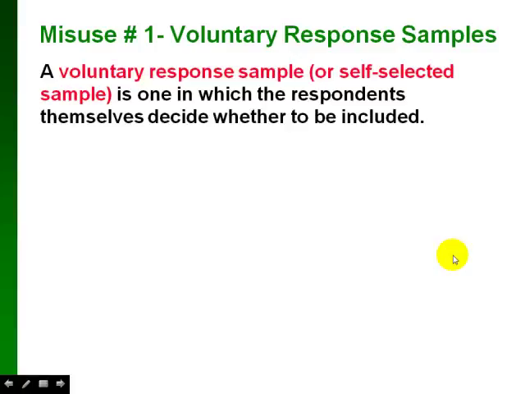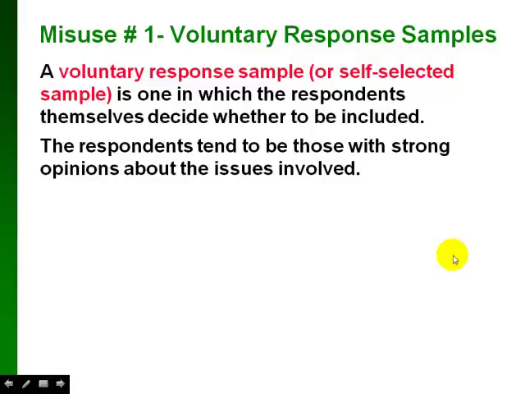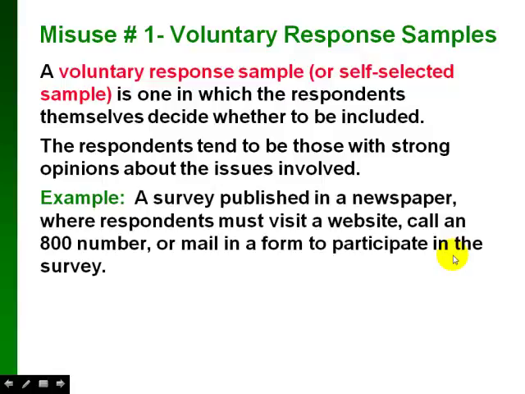So, some of the misuses of statistics. First of all, let's talk about voluntary response samples. We mentioned this in an earlier section. When we talk about a voluntary response sample, it's also called a self-selected sample. This is one in which the respondents themselves decide whether to be included. The problem with this type of sample is that the respondents tend to be those with strong opinions about the issues involved. They're the ones that are likely to respond.